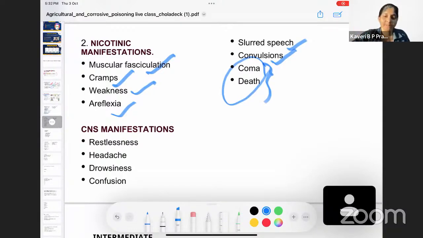Now, coming to the CNS manifestations, he's going to be very restless. He's not going to understand what is happening. He's trying to do so many things and he's not obeying your command. All these can be seen.